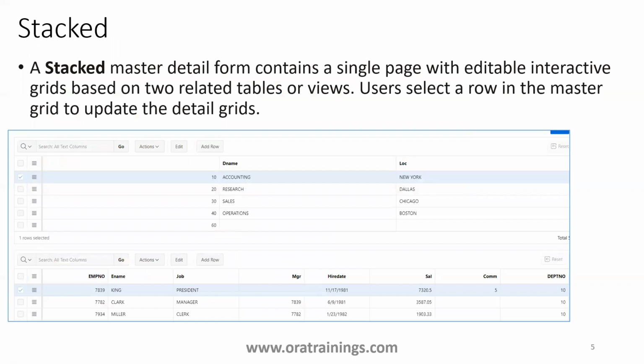A stacked type means you'll have the header, the parent data or master table, above, and you'll have the child data below. Once you select the parent record, you'll get the child records. Parent is nothing but the master record. Here, this is one interactive grid and this is another interactive grid, on a single page: a single page, two interactive grids and two tables. One is the master table and the other is the child table. This is how the stacked master detail form looks.